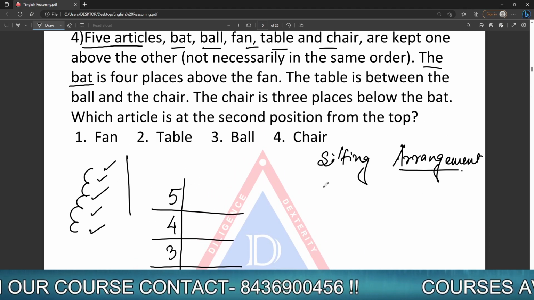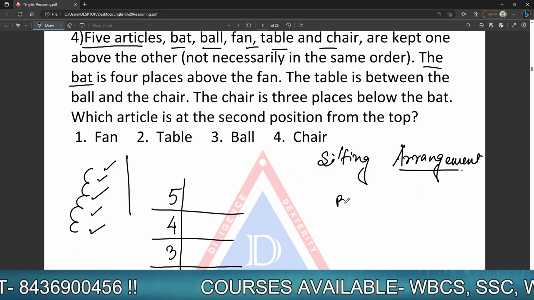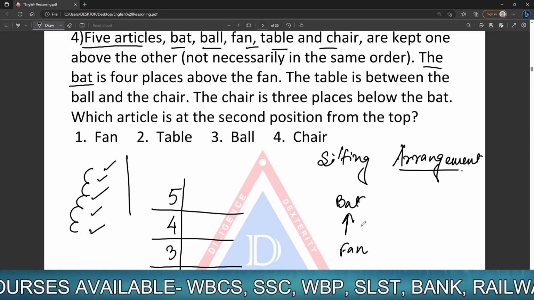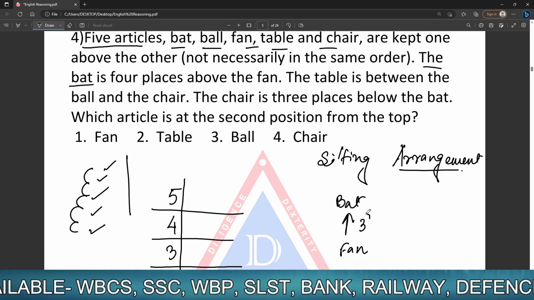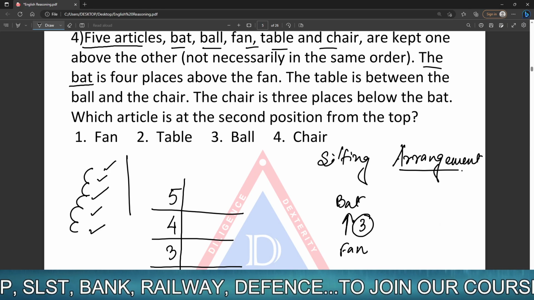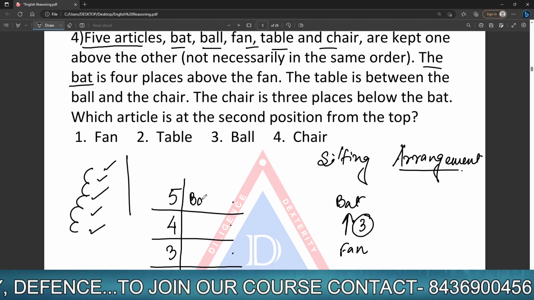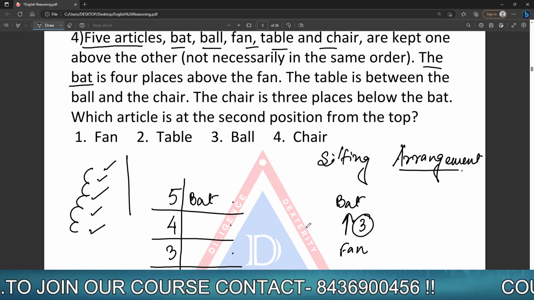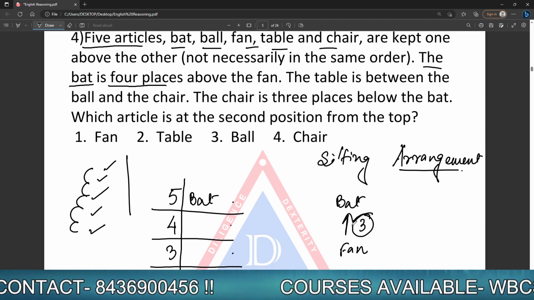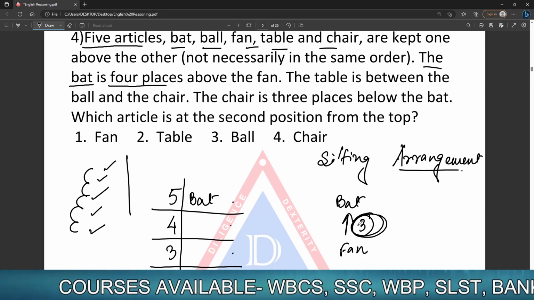What does it say? The bat is 4 places above the fan. That means there should be a gap of 3 places between them. So if we write fan over here, 1, 2, 3, 4, that means the bat should be here. It's given 4 places above, so there should be a gap of 3 places between them.